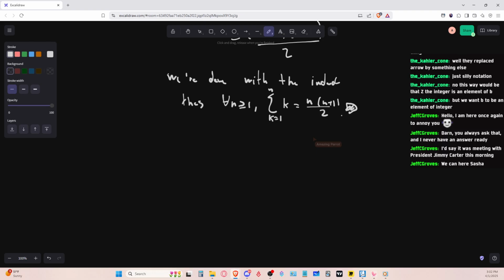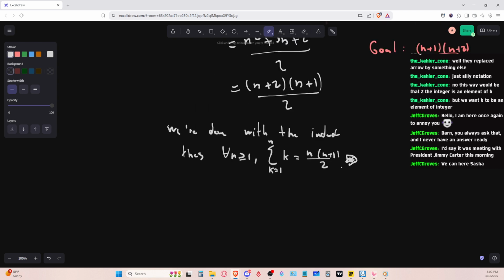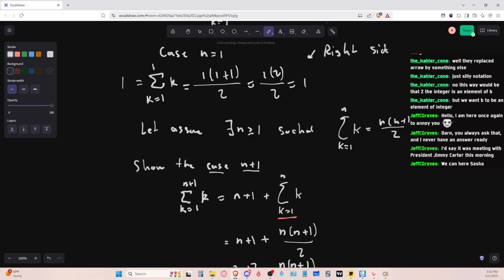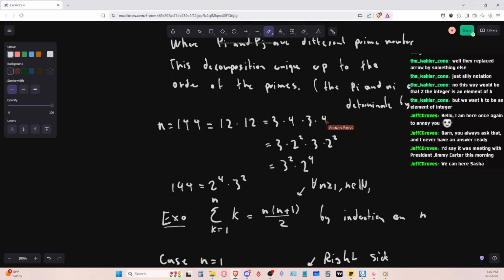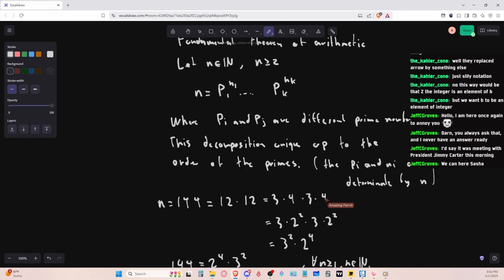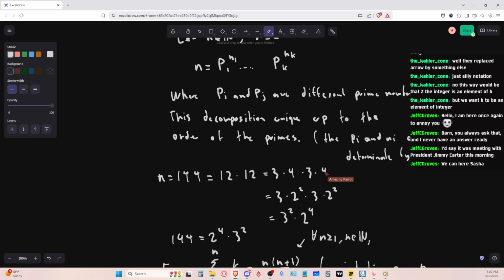Okay, so getting back to topic. How does the proof by induction help us with our theorem of arithmetic? Usually the proof is done using induction. I think the very classical proof is using induction, but for the proof I want to present today, we're going to use something else.